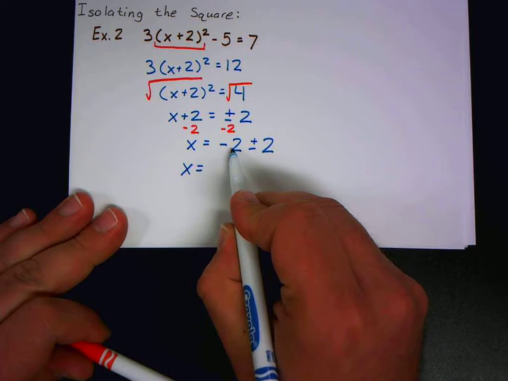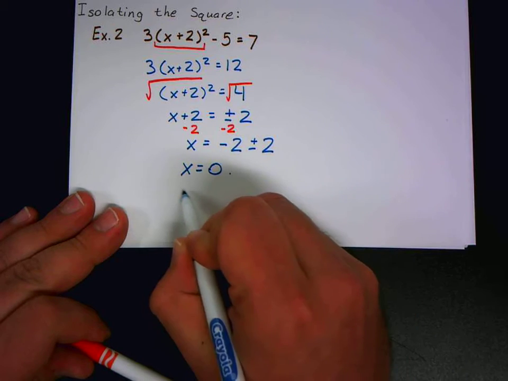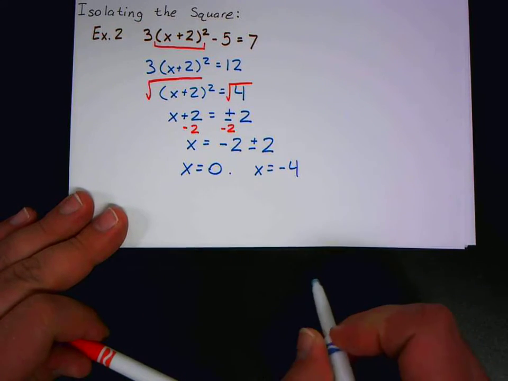So if I take negative 2 plus 2, I would get 0. If I take negative 2 minus 2, I would get negative 4.